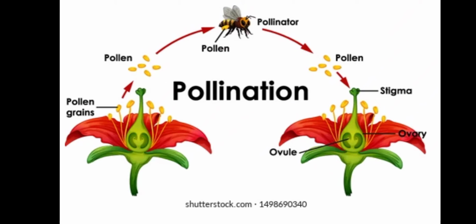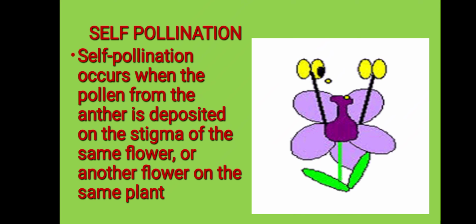So class, this is all we'll be learning for today. We have learned about types of pollination. The first one is self-pollination, that is the transfer of pollen grains from the anther to the stigma of the same flower. Next, the transfer of pollen grains with the help of a pollinator to the female part of another flower is cross-pollination. So class, this is all we'll be learning for today.